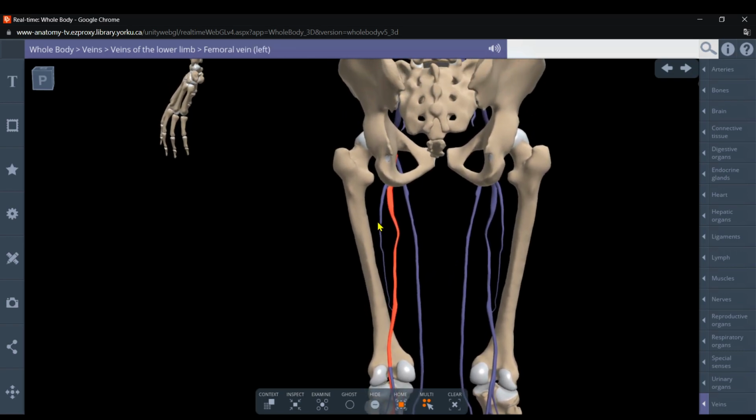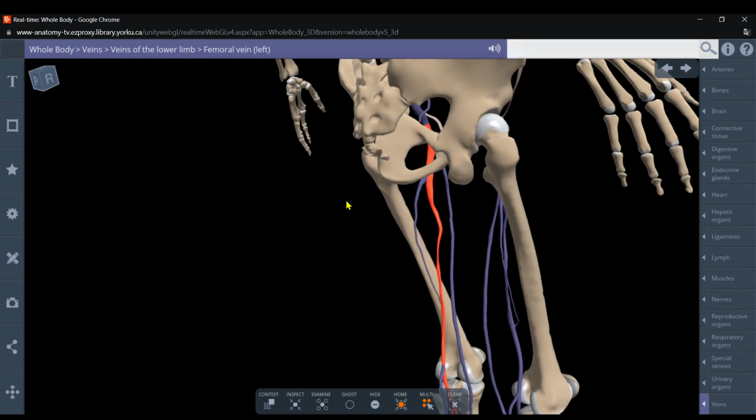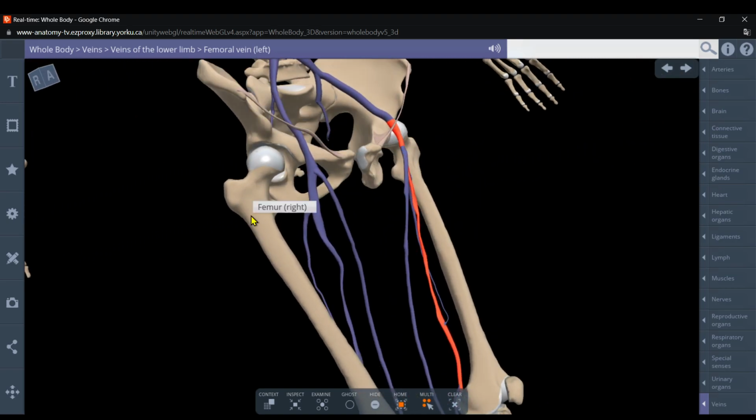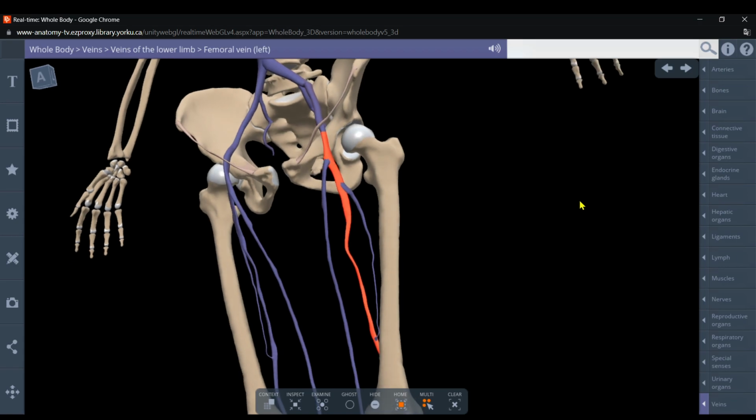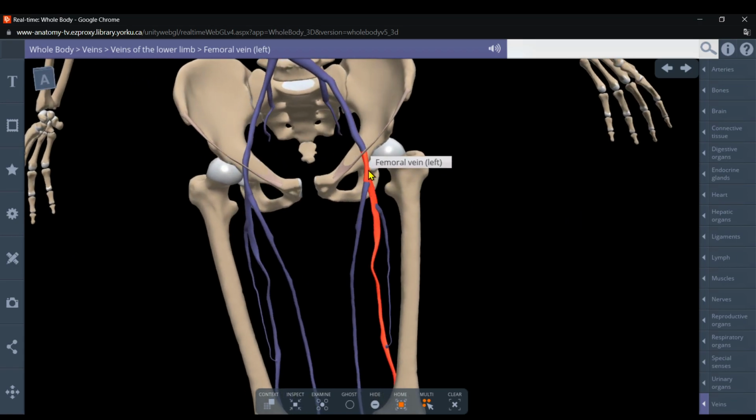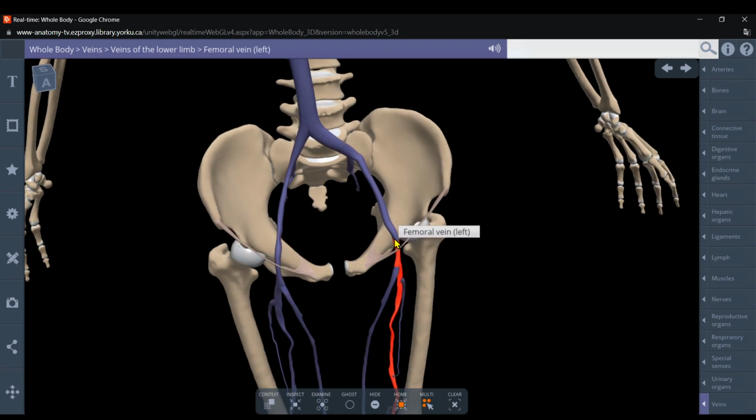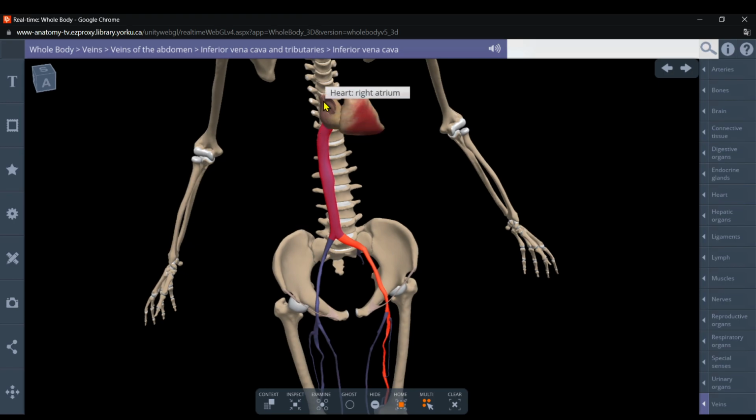And the femoral vein is going to turn anterior, run underneath the inguinal ligament over here, and switch names into the external iliac vein. The external iliac vein drains into the common iliac vein. The common iliac vein drains into the inferior vena cava, and then all the way towards the heart.